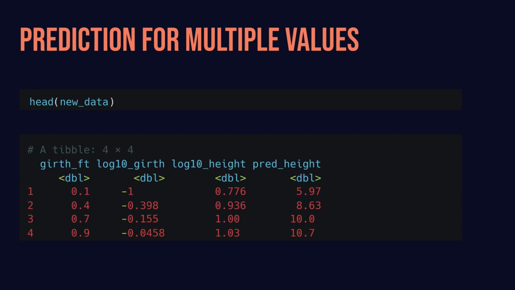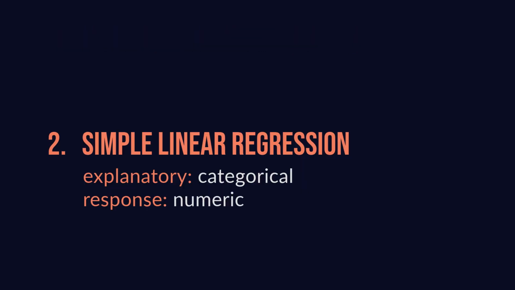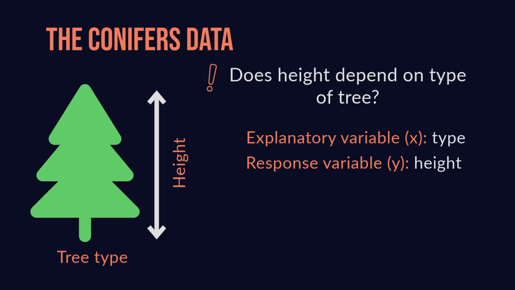In this part of the course, we learned how to run a simple linear regression using both numeric explanatory and response variable. In the next part, we will learn how to run a simple linear regression using a categorical explanatory variable and a numeric response variable. We're going to ask the question, does height depend on the type of tree? Notice that the explanatory variable type is a categorical variable that consists of 4 different types of conifer trees. And the response variable is height, which is numeric in nature.